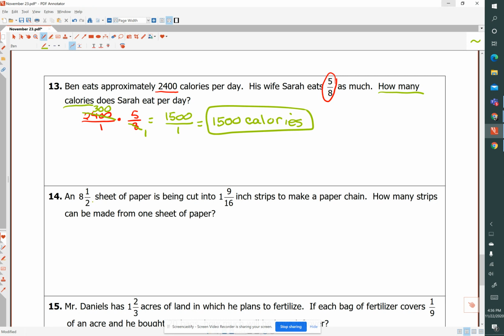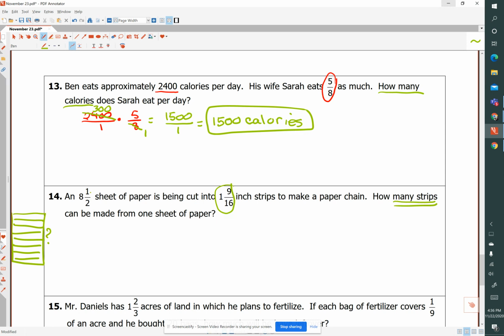An 8 1/2 sheet of paper is being cut into 1 9/16 strips to make a paper chain. How many strips can be made from one sheet of paper? And I'm sure we've all made these paper chains. They're a lot of fun. So we know this is a division problem because we're going to take this piece of paper and cut it into strips, but we don't know how many strips we're going to make. So the question is how many strips? So our answer will not have a unit of measure. It's a number of strips.